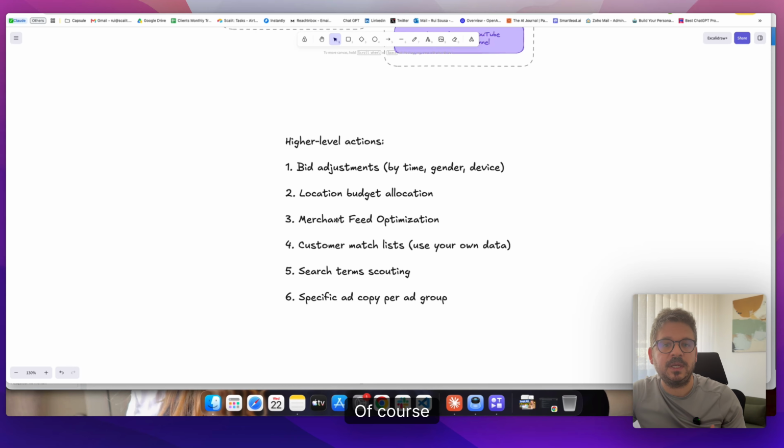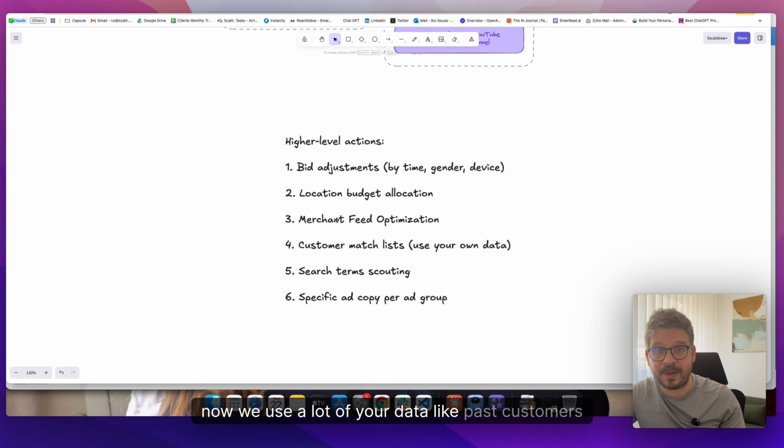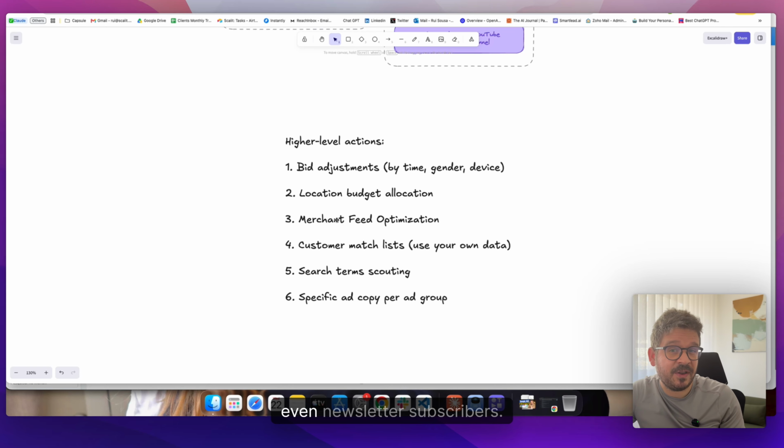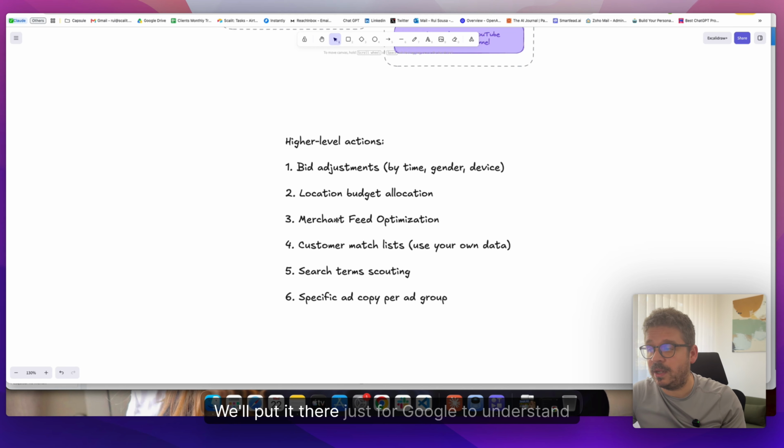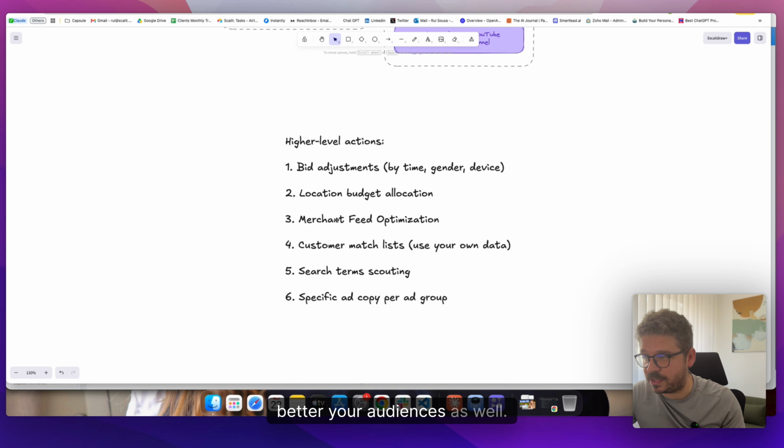Customer match lists, of course. Now that you have data, as I spoke above, now we use a lot of your data, like past customers, add to carts, even newsletter subscribers, we'll put it there, just for Google to understand your audiences better as well.